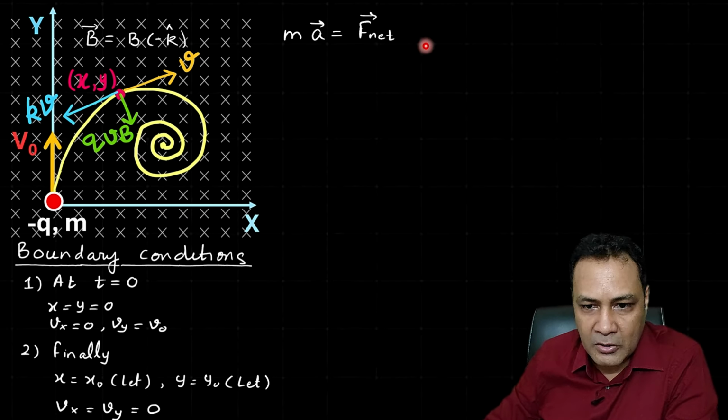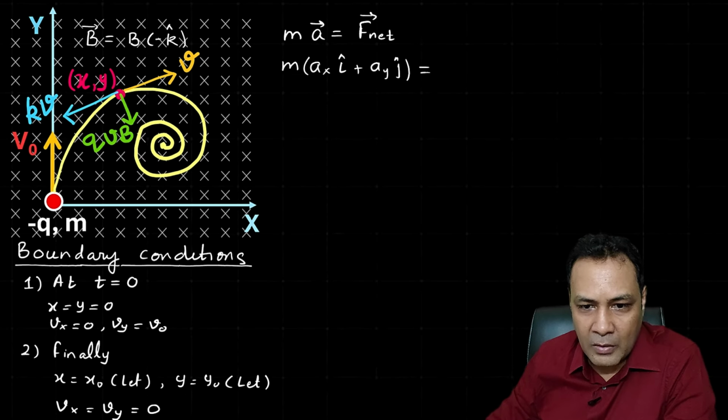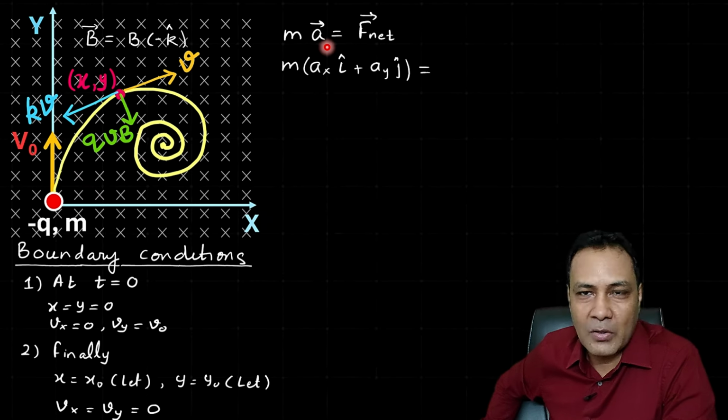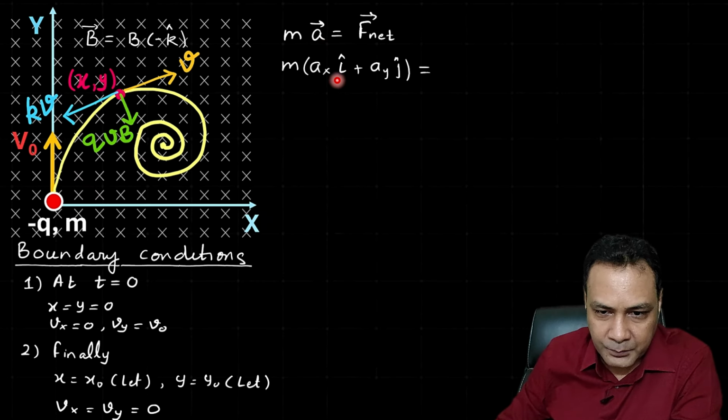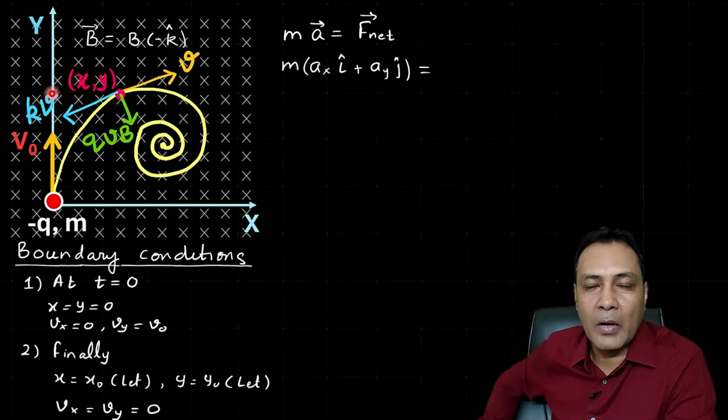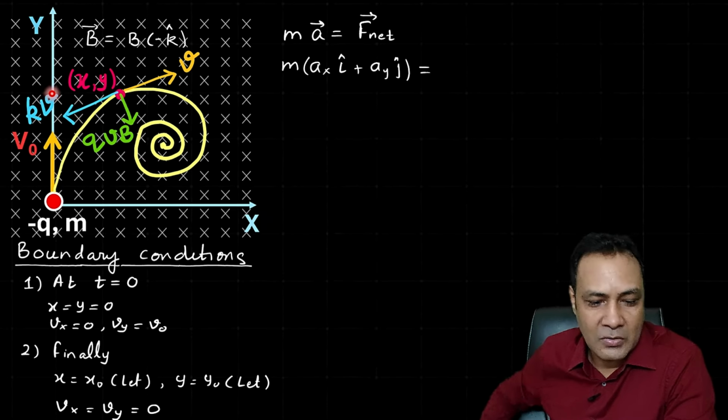So we want to apply Newton's second law at a general moment here. So ma is equal to F net, and in ma we can write the acceleration as a vector because the particle is moving in the xy plane, so I am writing a vector as ax i cap plus ay j cap. F net is the vector sum of these two forces. This is a minus kv vector. Minus kv vector means minus k times vx i cap plus vy j cap.